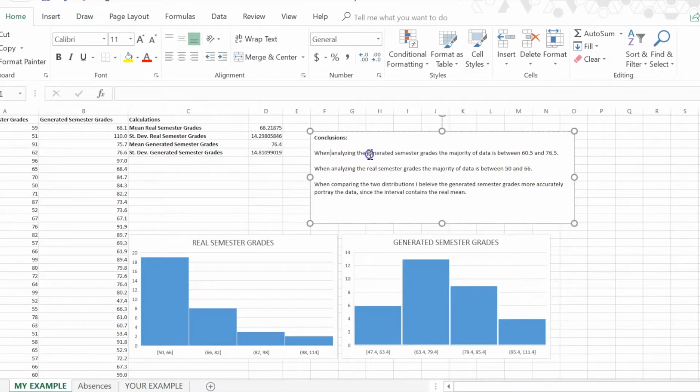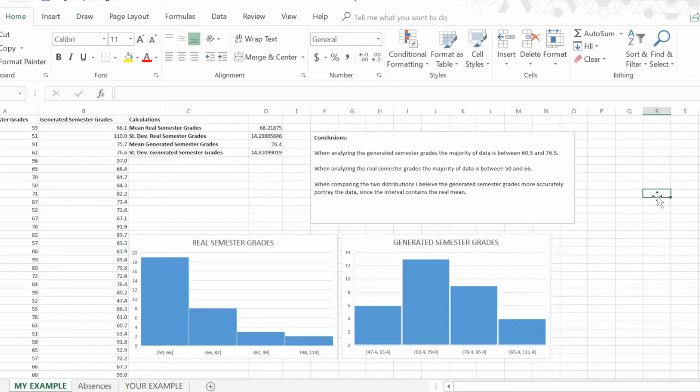And then in your conclusions, I'm looking for the three parts. So I'm seeing that you're talking about the generated data, the real grades, and then you're saying which one you think is better and why. At this point, we haven't been given enough tools yet to really definitively say which one's better. So I'm really just looking for interpretation. I'm looking that you have some justification for why you think one's better than the other.